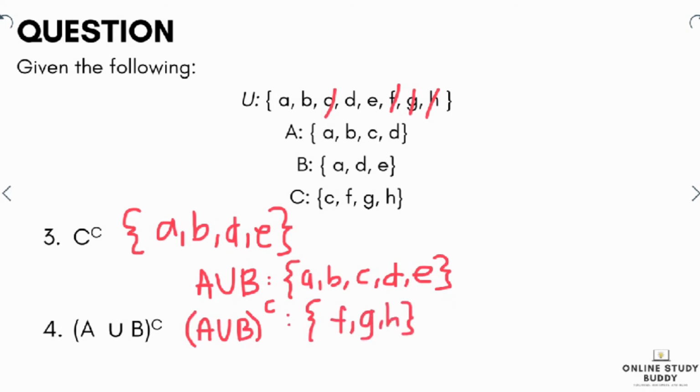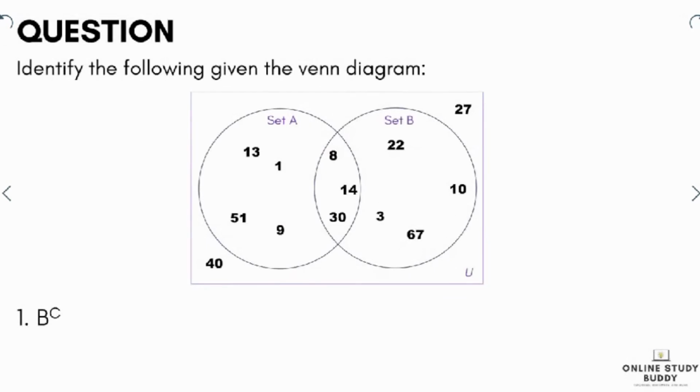So for the next item, we will be identifying the following given the Venn diagram here in this page. So for the first one, let us identify the complement of set B. So tingnan lang natin kung ano yung mga nasa labas ng circle ng set B. So we will have a set that contains 40, 51, 13, 1, 9, and 27. So yun yung complement of set B.